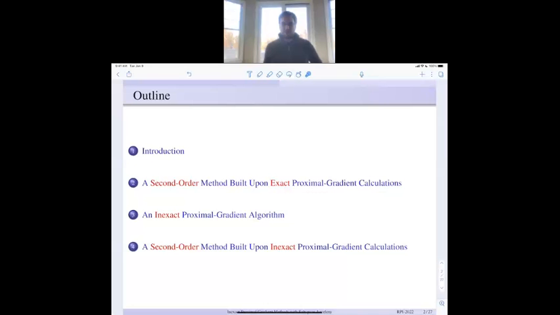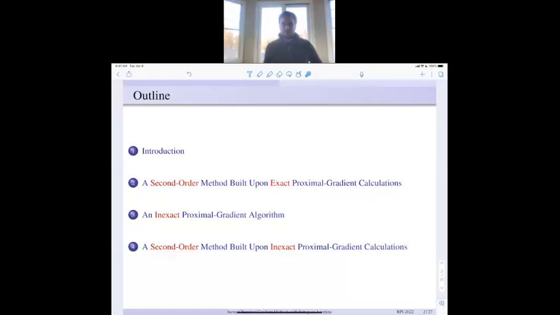So then the next main part of the talk is going to be taking a step back and just saying, okay, how can we deal with inexact proximal gradient calculations to develop an algorithm? There has already been some work done on that, but we're going to look at this problem again, keeping in mind that our ultimate goal is really to build a second order method that uses inexact proximal gradient calculations.